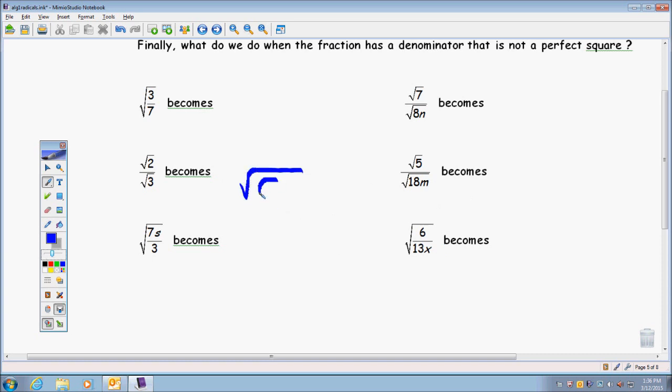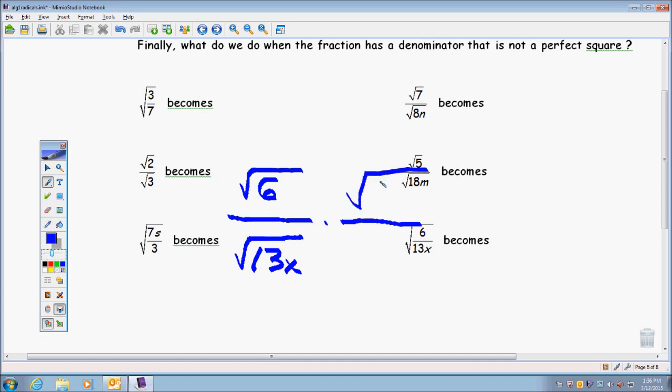Okay, I'm going to take radical 6 and break it down into radical 6 and radical 13x. This is going to take a little bit of time in class to do. Okay, so top and bottom. I haven't done this yet. I'm recording this video before I teach it. I want this up and ready on Blackboard.